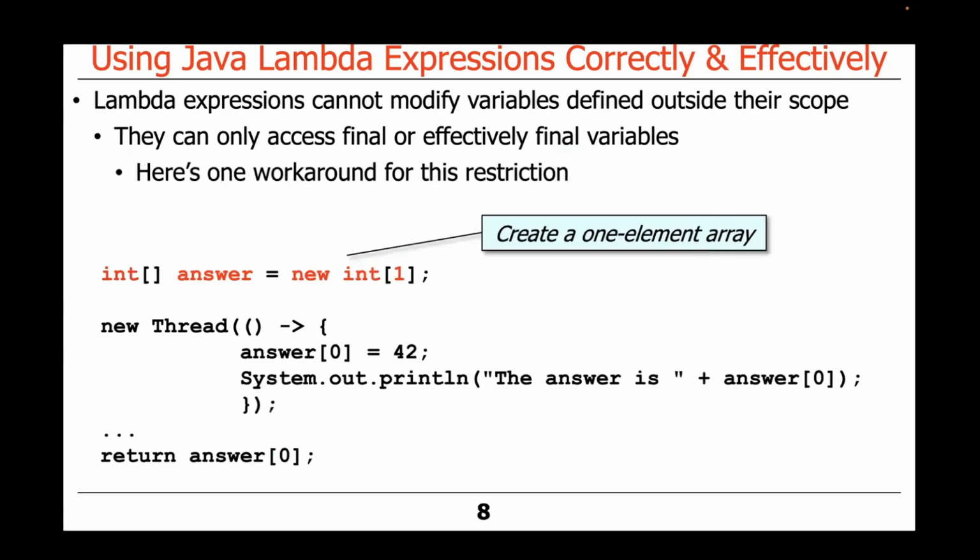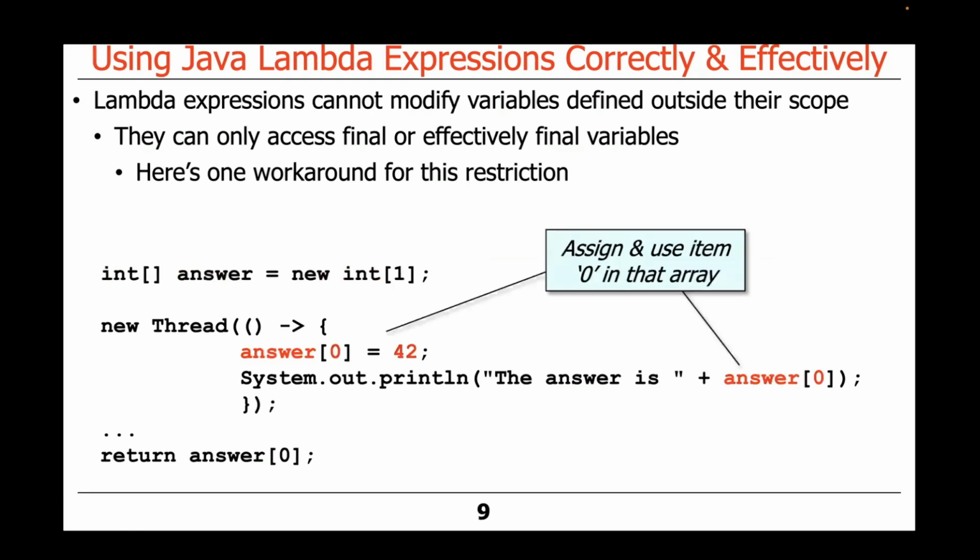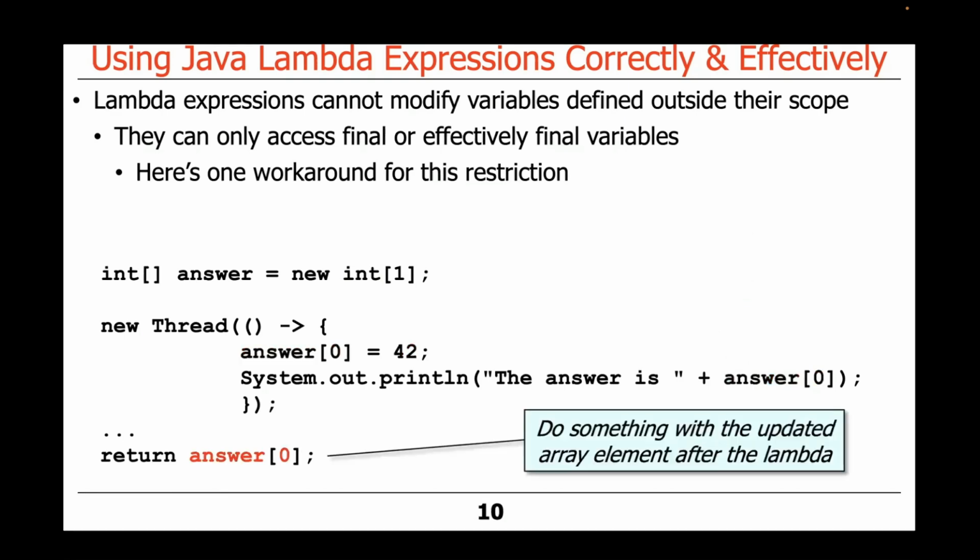Here's one workaround for this restriction, because sometimes it's actually a little annoying not to be able to assign something within the scope of a Lambda expression and then use the value somewhere else. So one way to do this, which is a little bit of a hack, is to create a one-element array and then assign and use item 0 in that array. So you can see we can access array sub 0, set that to 42. We can then read the value of the array sub 0, and so on and so forth. And then you can do something with the updated array element after the Lambda expression is done.